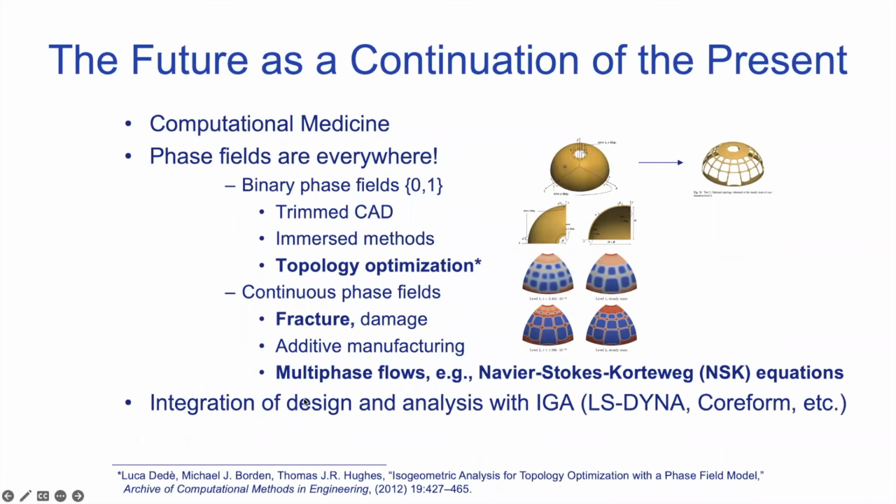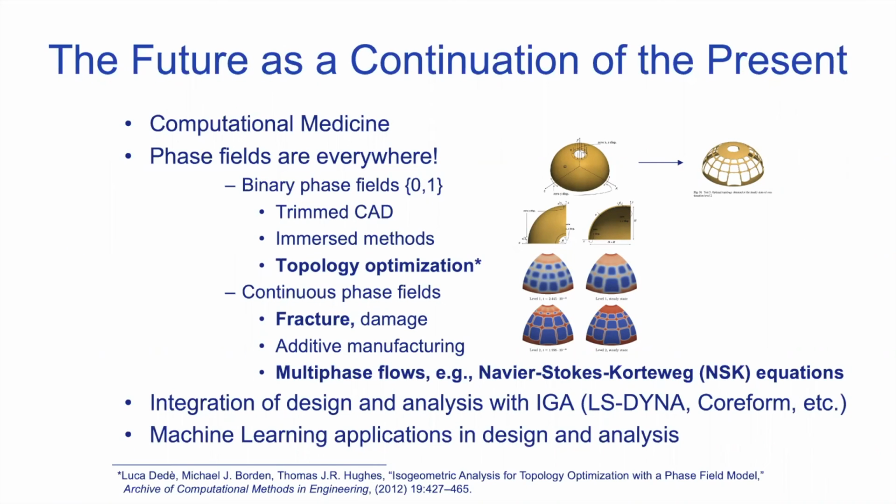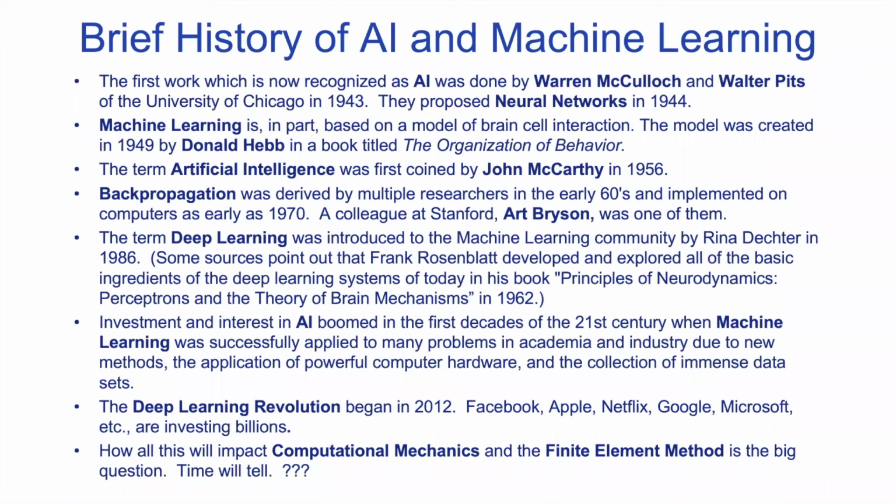Another area that's going to continue, obviously, is this integration of design and analysis, and several commercial firms that I've had some affiliation with are implementing IGA in that capacity. But the big elephant in the room lately, I'm sure everybody knows, is machine learning. And there's starting to be a lot of applications in design and analysis. I won't do a history of AI and machine learning. I'll just point out one thing.